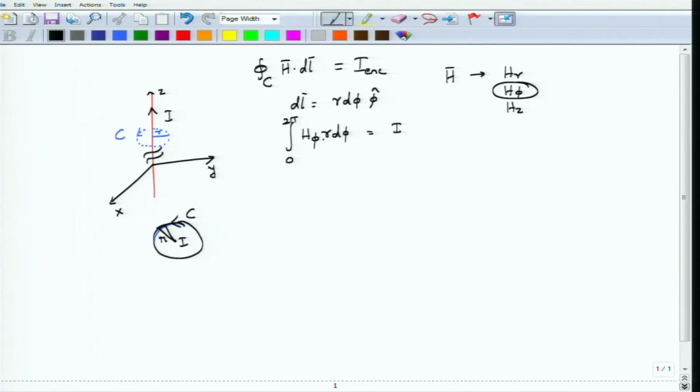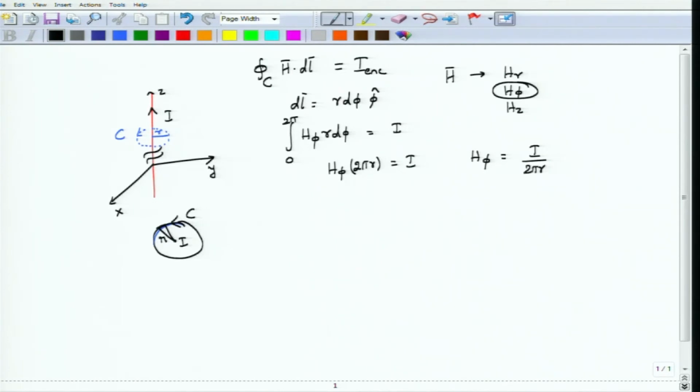Now r is constant in this integral. Remember, it's only phi which is varying, and if you pull out this H phi, assuming that H phi is constant, because of symmetry we can show that H phi is going to be constant, then H phi into 2 pi r, being the loop circumference, should be equal to the total current I that is enclosed, which gives me H phi to be I by 2 pi r. Does this result make sense?